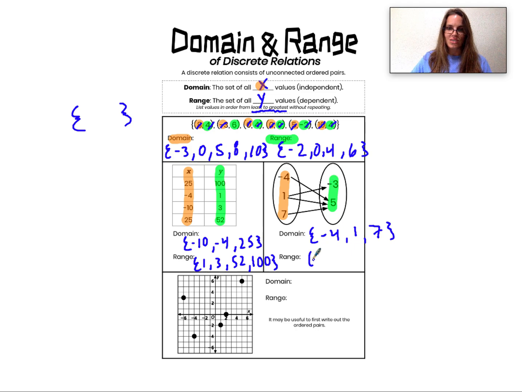Similarly, my range. Not parentheses, curly brackets: -3 and 5. -3 is in my range. 5, there are 3 different occurrences of 5. We have -4, 5, 1, 5, and 7, 5. But I only write that 5 once, and luckily for me, my mapping already did that for me. It's already written just one time.